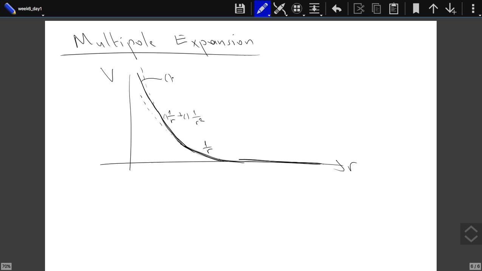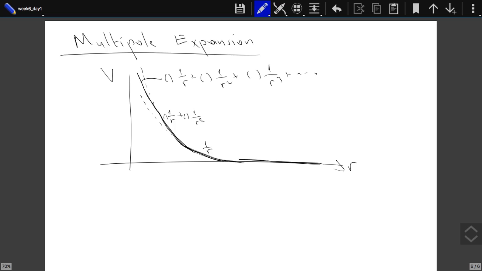So it behaves like some coefficient times 1 over R plus some other coefficient times 1 over R squared plus some other coefficient times 1 over R cubed plus etc. Then, of course, the more precise measurements you make, or the closer you can get to your system, the more information you will obtain about the potential. So you can basically think of this as a kind of Taylor expansion in 1 over R. You might get many terms. And so this is what we basically call the multipole expansion.